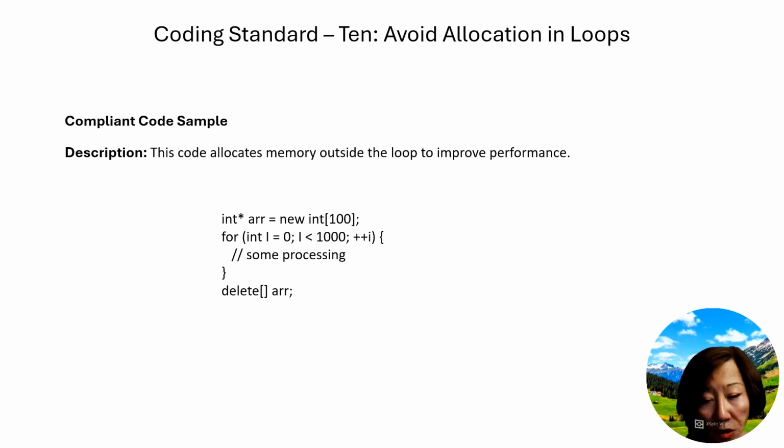A better way to do it is very simple. You know it already. This code allocates memory outside of the loop, and this could improve performance in a dramatic way because you are not allocating resources and deleting them 1,000 times. You simply allocate this array with 100 instances, you do some processing, you can clean it up within the for loop, and then you delete this resource outside of the for loop, and that would improve your performance.